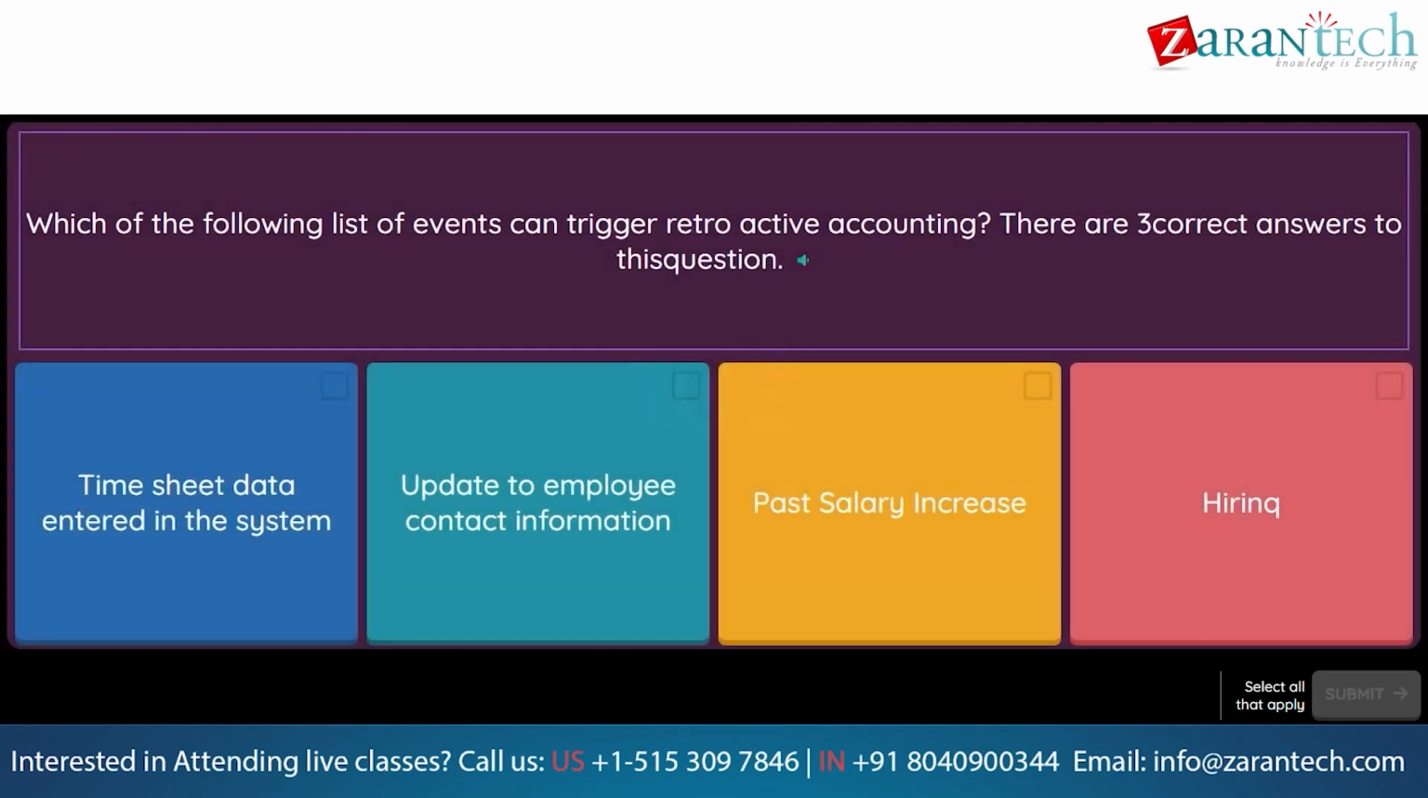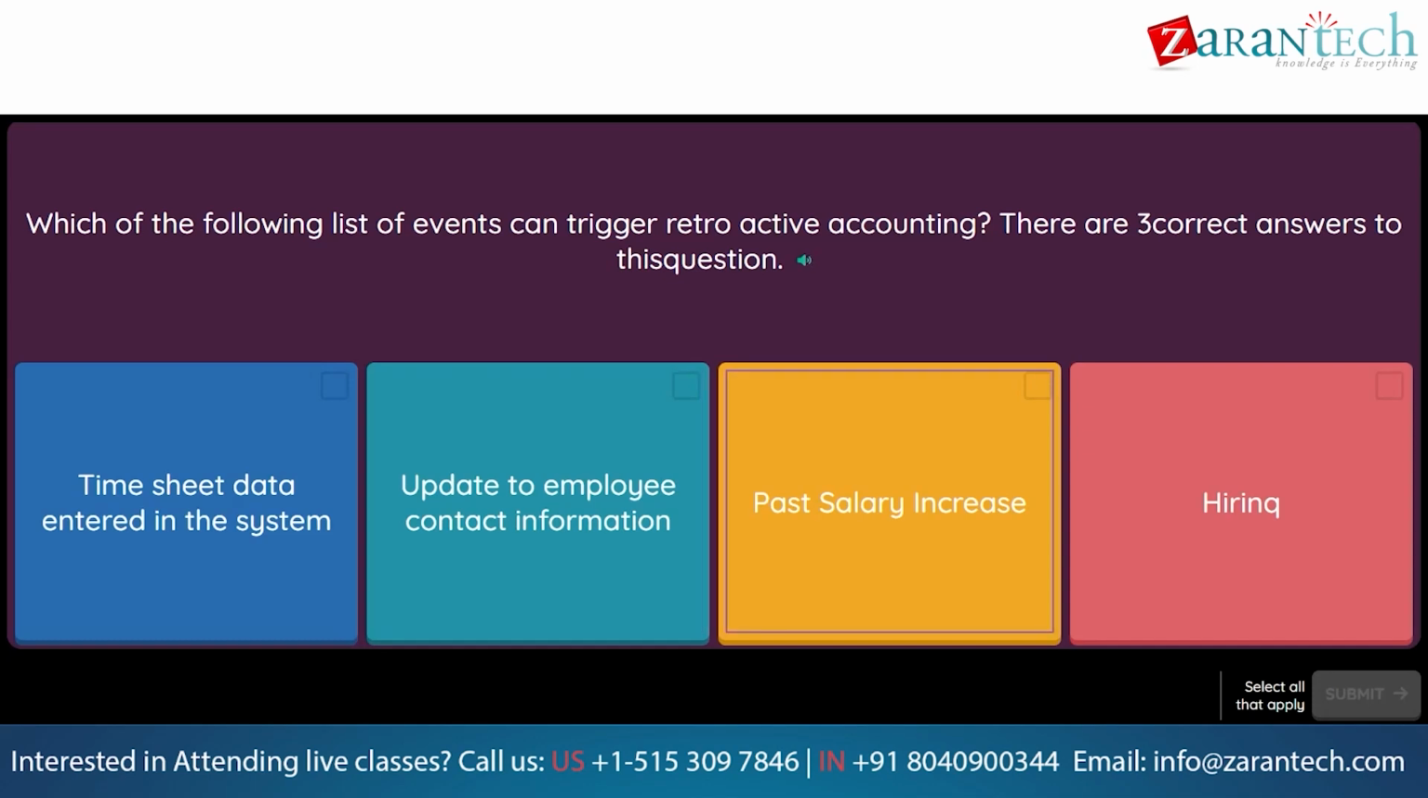Question: which of the following events can trigger retroactive accounting? There are three correct answers to this question. Option 1: timesheet data entered in the system. Option 2: update to employee contact information. Option 3: past salary increase. Option 4: hiring.